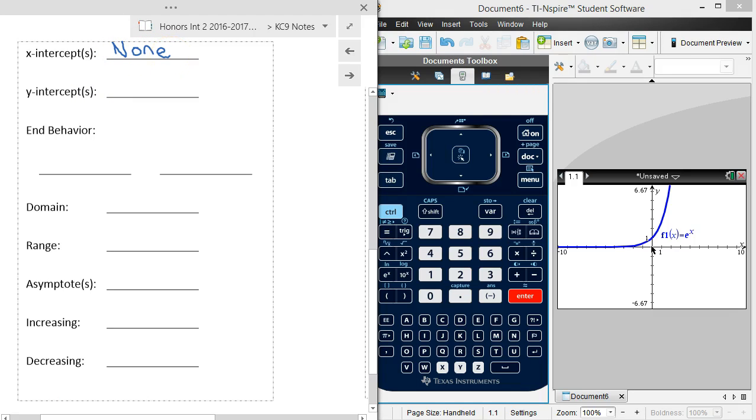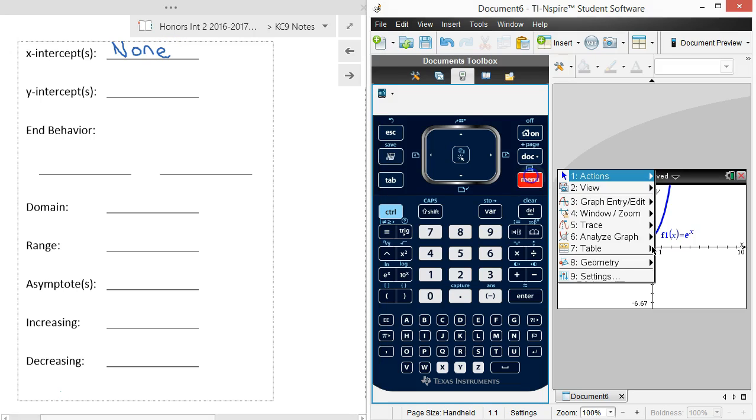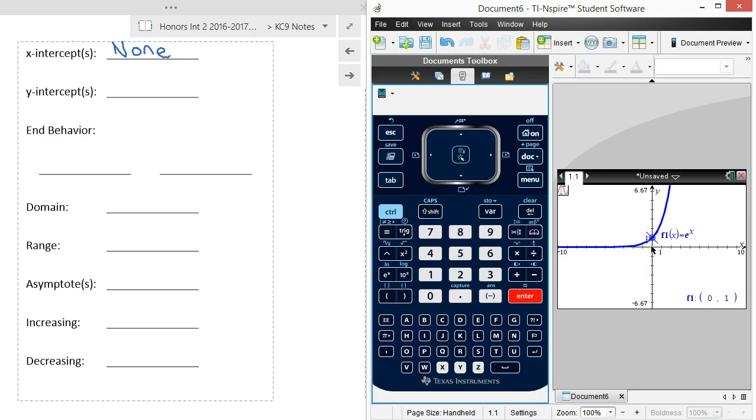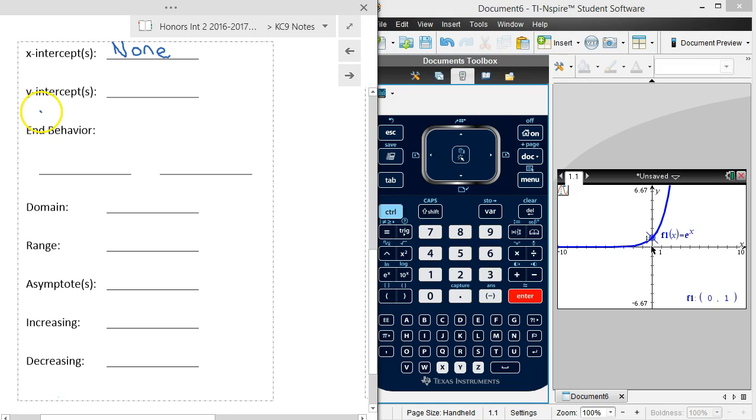There is none. Again, for the y-intercept, the easiest way, if it's not something you can easily see, is Menu, Trace, and Graph Trace, and usually it puts you right onto that y-intercept. So my y-intercept is a point, and that point is (0, 1).